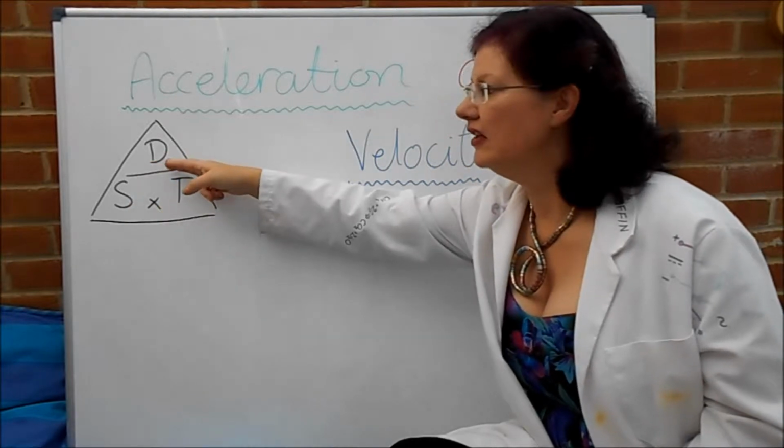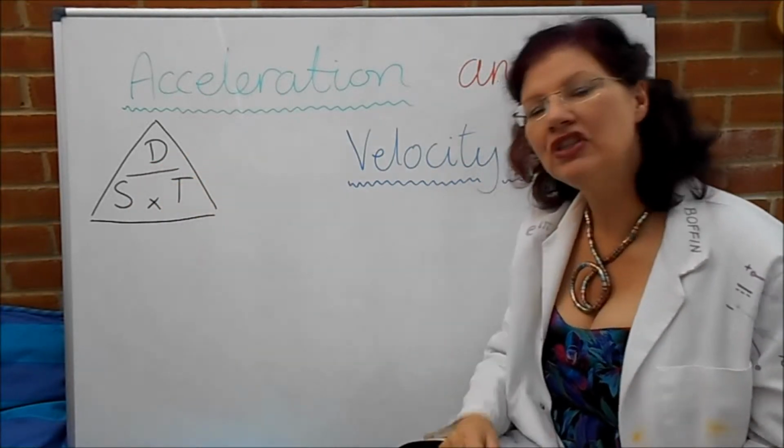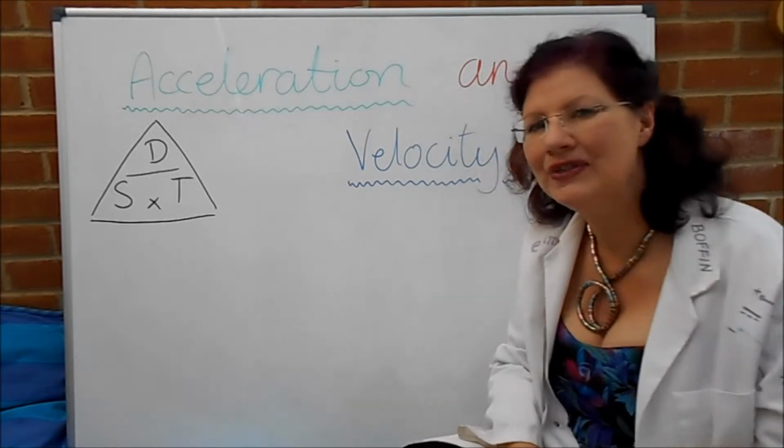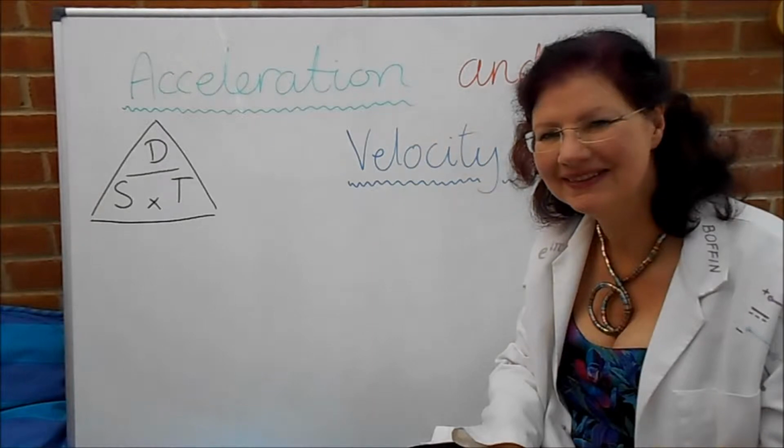Speed is change in distance over time. We usually just say d for distance. Acceleration is the change in your velocity over time. So pause the video and see if you can write out the formula triangle, please.